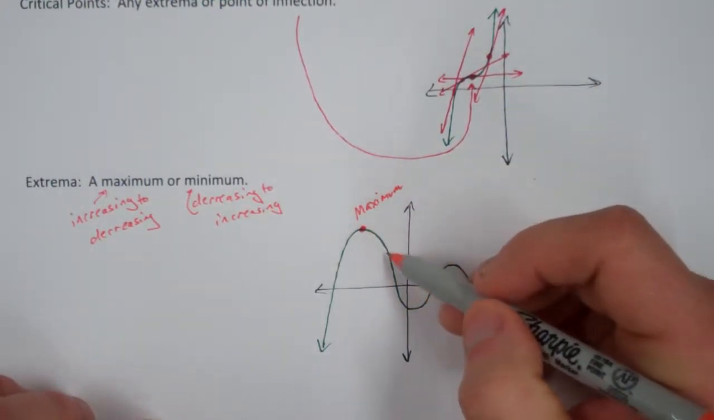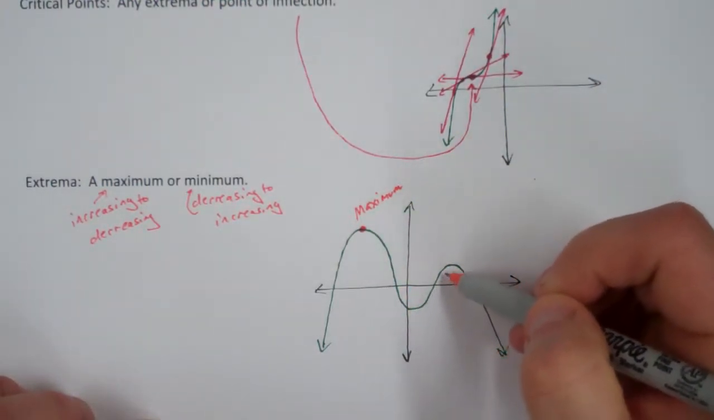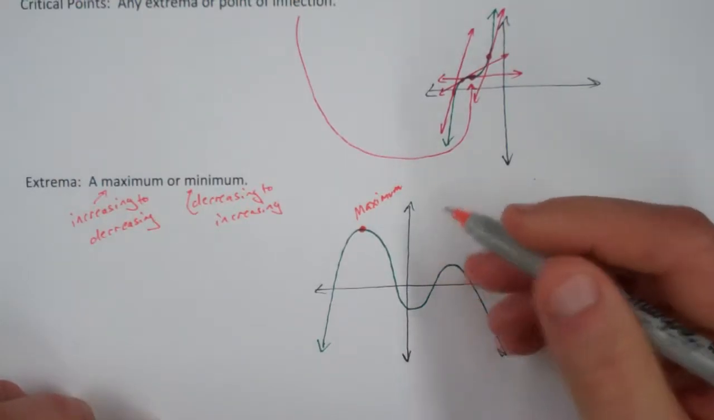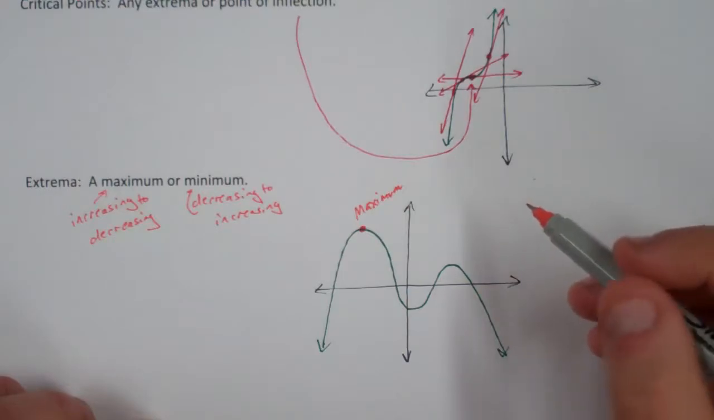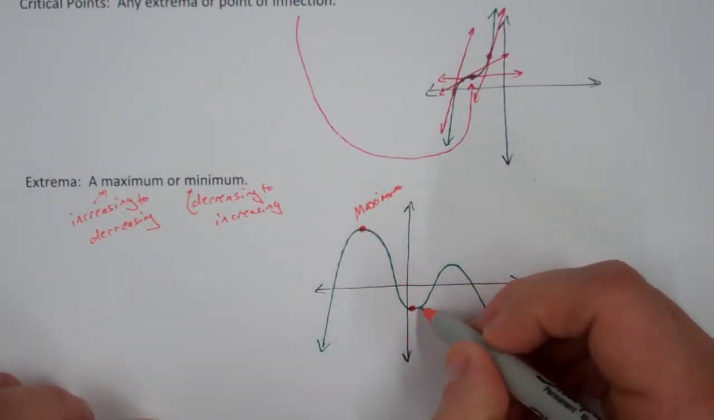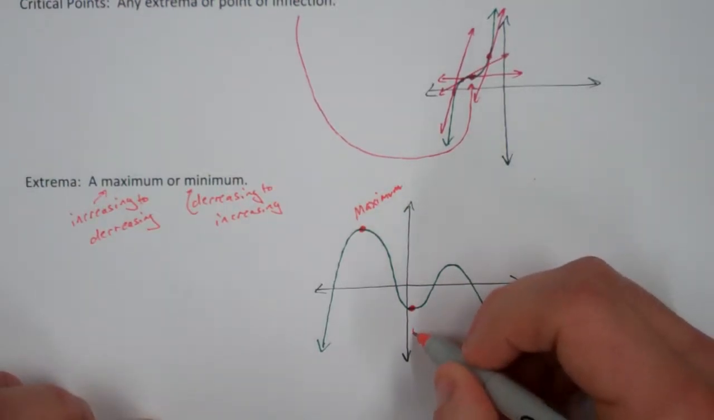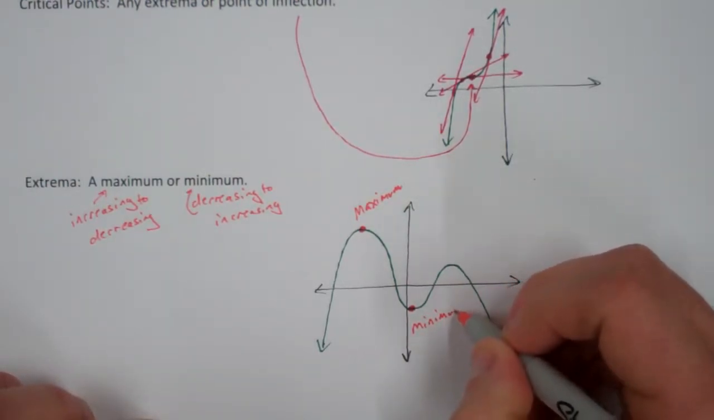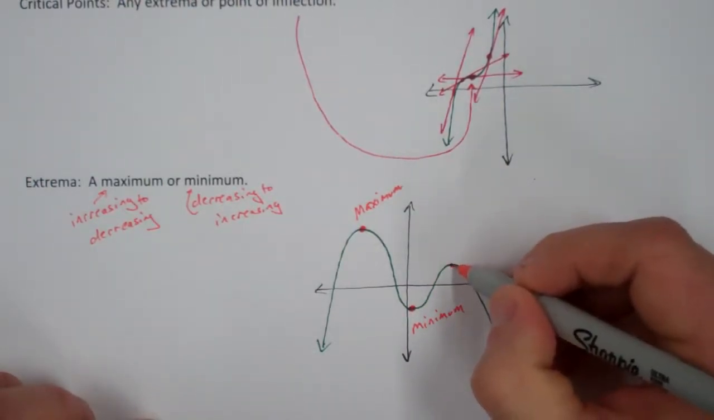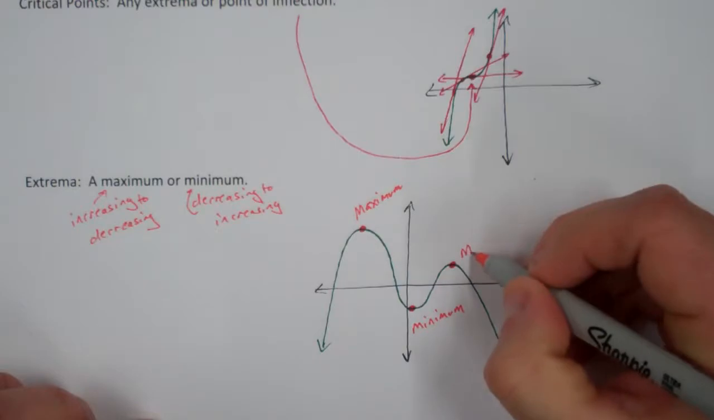Then the graph descends and then begins to increase here. The exact point where that turns, and sometimes the maxes and mins are called turning points, is right here. So the graph goes from decreasing to increasing. This is a minimum. The graph increases, then begins to decrease again, and so this is going to be a maximum.